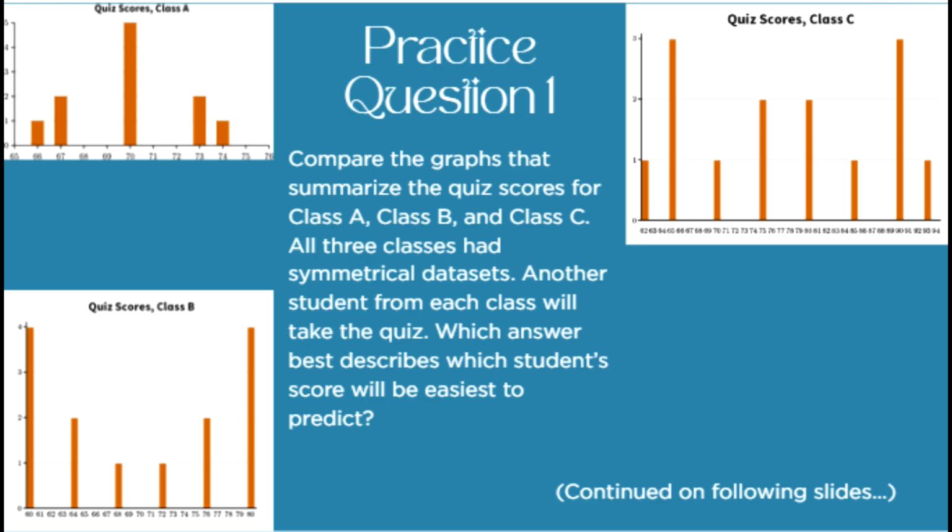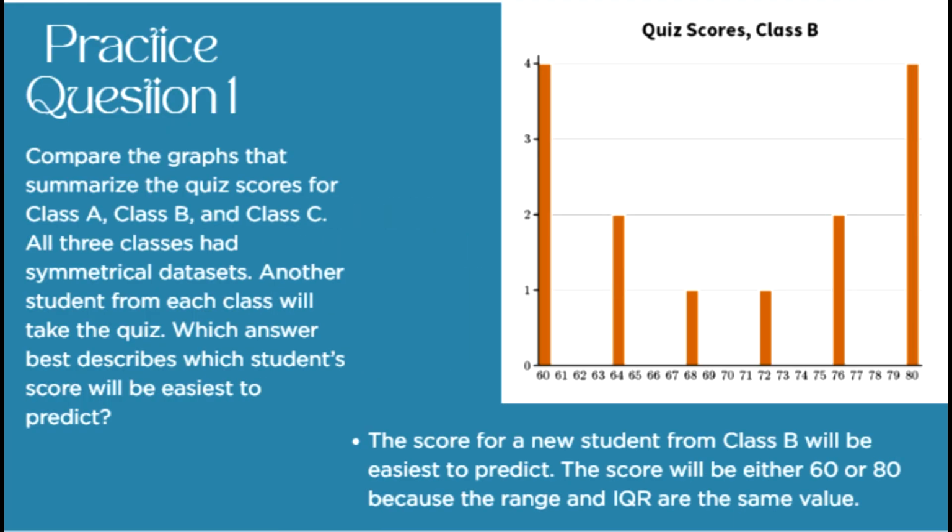Okay, so we're going to walk through this one together because there's so much information I couldn't fit it on one slide. So here's your first option. It says the score for a new student from Class B will be easiest to predict. The score will be either 60 or 80 because the range and IQR are the same value. So first, let's figure out the range. The range is 80 minus 60. So range is equal to 20.